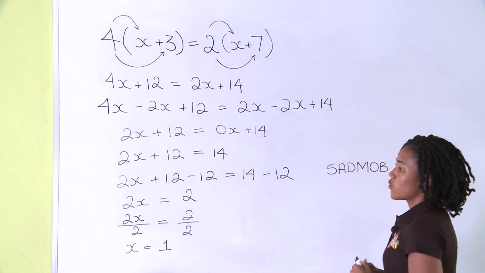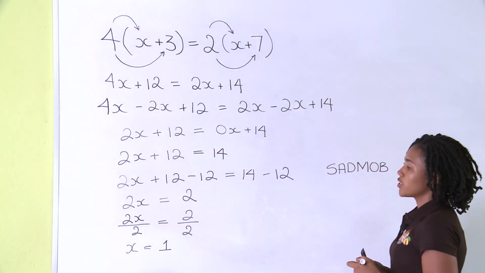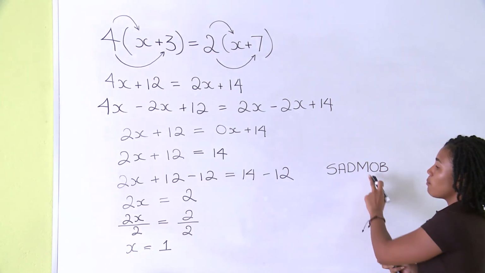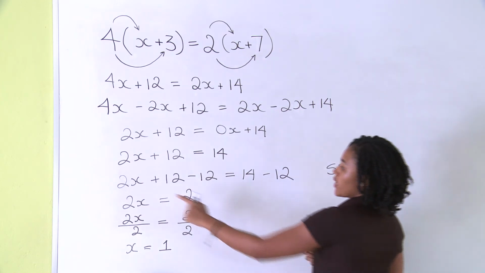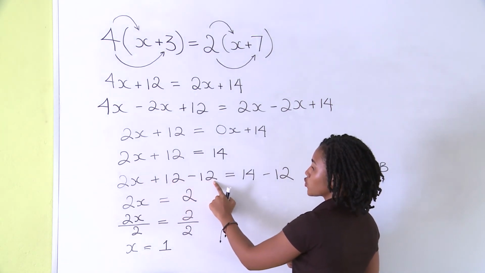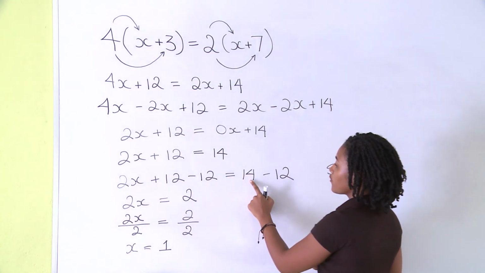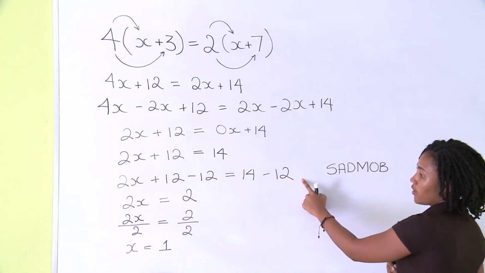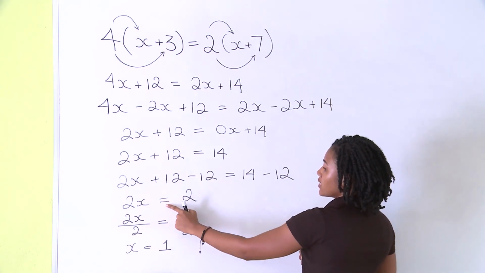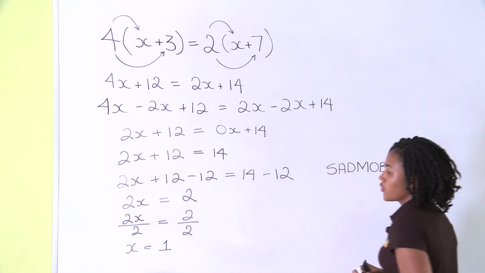Now ask yourself this question: who goes first? Remember in our previous video, we went through SAD MOB, right? So we have 2x plus 12 minus 12 is equal to 14 minus 12. That simplified gives us 2x is equal to 2, right?